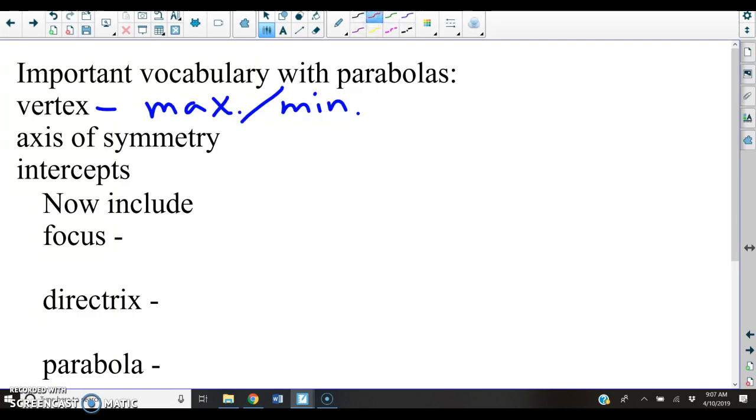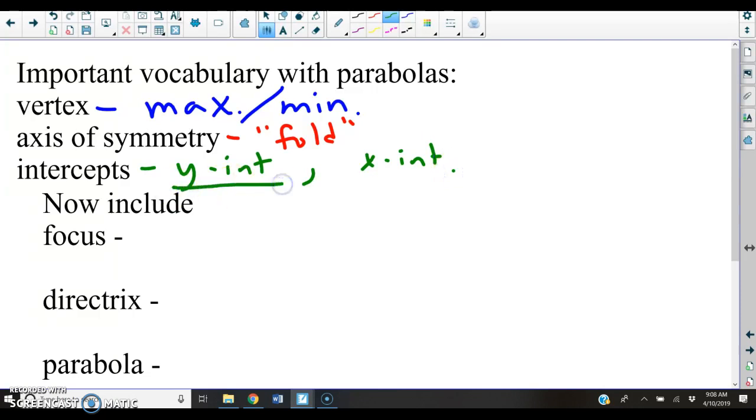Your axis of symmetry, that is your fold line, if you'd like, is where your vertex meets, changing from a max to a min, so that's on that. The intercepts, we can think of that two ways. It can be the y-intercept, or you can have the x-intercepts.